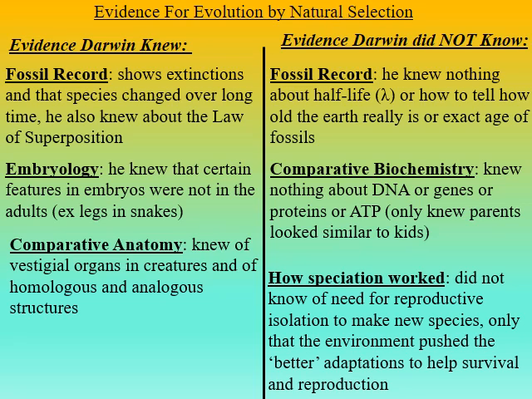And he didn't actually know how speciation worked. He knew it needed reproductive isolation, the idea that you had to have species get separated somehow and not be able to interbreed for a new species to evolve. And he knew that the environment pushed for better adaptations to help towards survival and or reproduction, but he didn't actually know how it went about through the entire process.